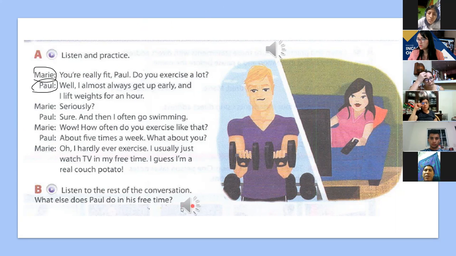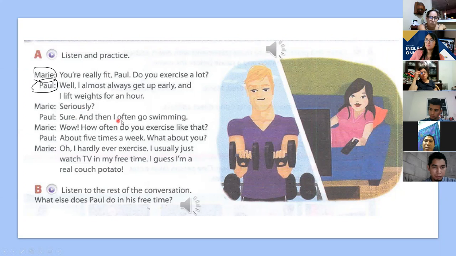Let's do something. Let me just try this one so you can listen. Ok. Well, I almost always get up early. And the program contains this record, Unit 6. How often do you exercise? Page 37, Exercise 3, Conversation. I hardly ever exercise. Part A, Listen and Practice. You're really fit, Paul. Do you exercise a lot? Well, I almost always get up early, and I lift weights for an hour. Seriously? Sure. And then I often go swimming. Wow. How often do you exercise like that? About 5 times a week. What about you? Oh, I hardly ever exercise. I usually just watch TV in my free time. I guess I'm a real couch potato.